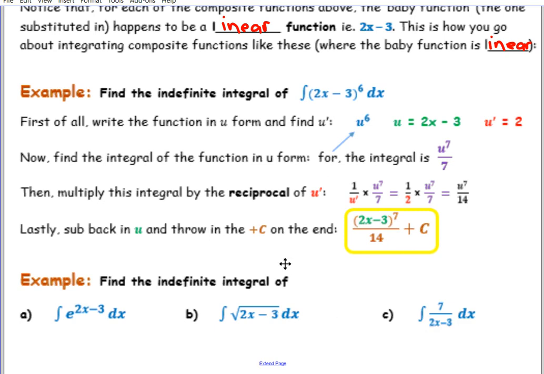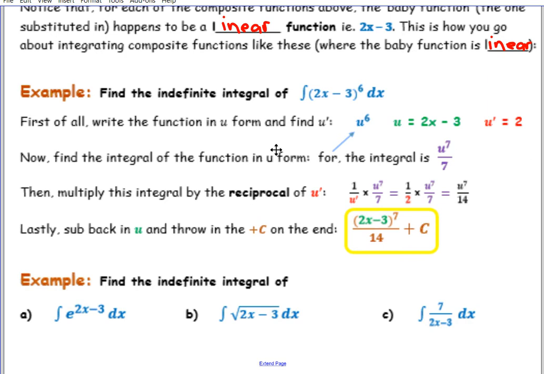So first of all, write the function in u form, like we used to for the chain rule, and find u dash. What is u dash again? The derivative. Yes. This is confusing because you're doing a mixture of differentiating in order to help get the integral, so be careful about getting mixed up between those two. So the mother would be u to the 6. The baby is u = 2x - 3. u dash: why is u dash 2? Exactly, find the derivative. If you were just finding the derivative of this, it's just 2.